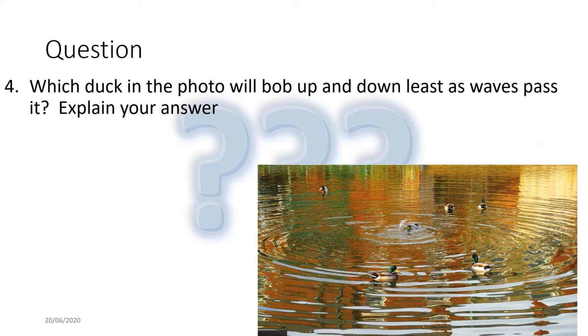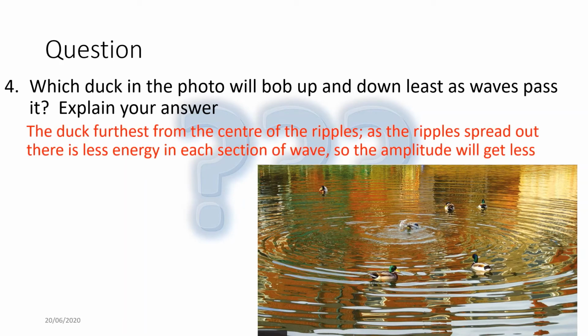Question 4. If you have a look at the picture there, which duck will bob up and down least as the waves pass it? So have a think about that. This follows on from the previous question, that the waves are getting smaller as they get further from the source. So therefore the duck furthest from the center of the ripples will bob up and down least, because as the ripples spread out, there's less energy in each section of the wave, so the amplitude will get less.